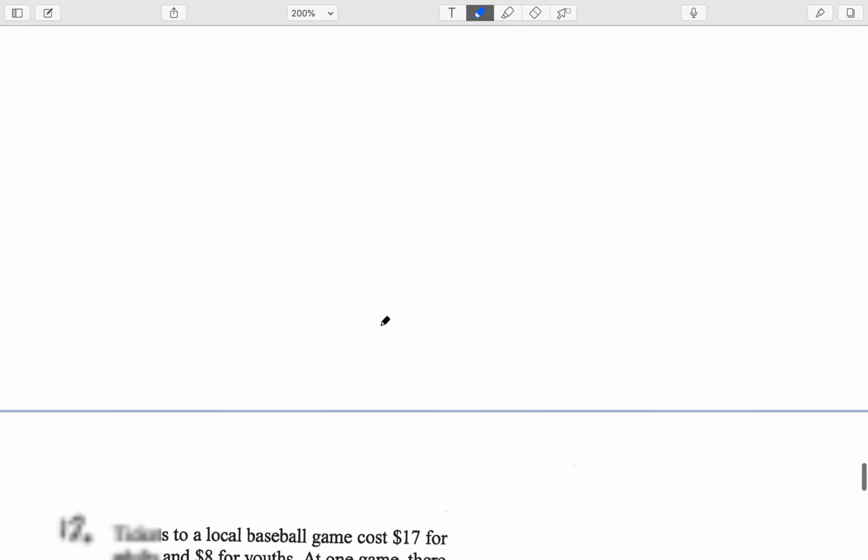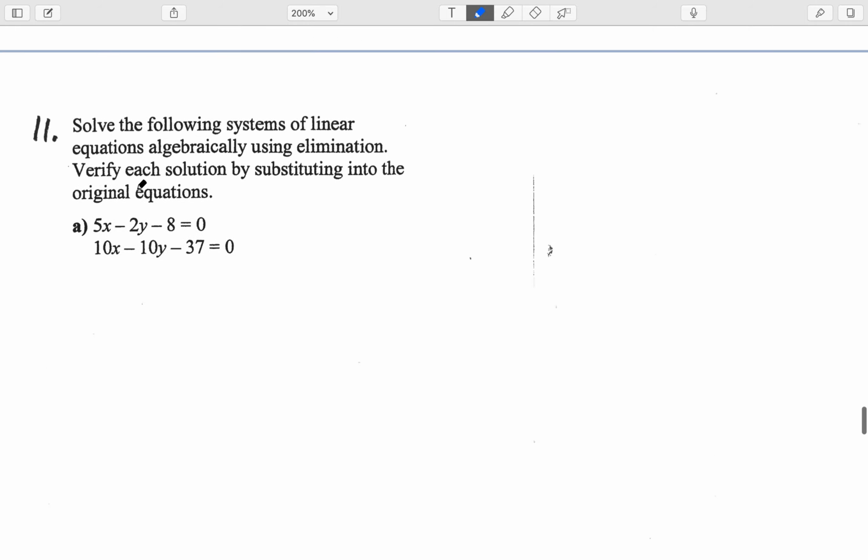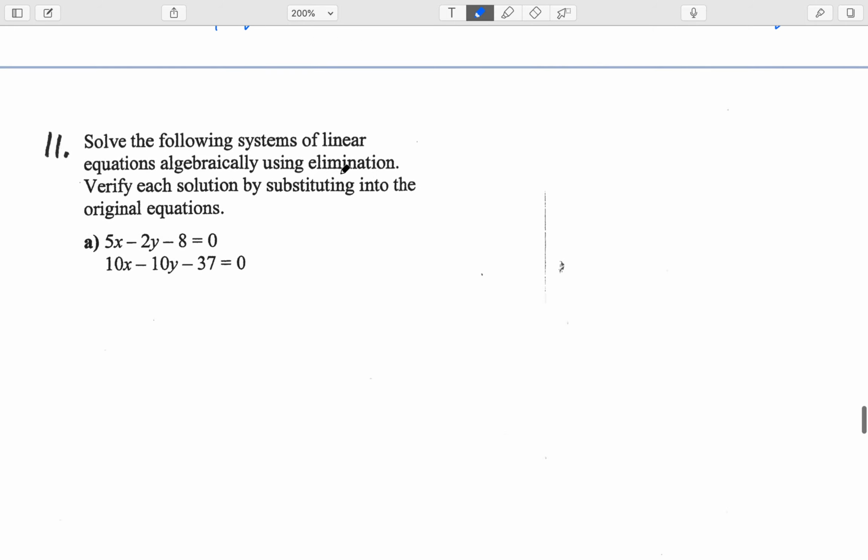Okay, let's get down to the last ones here. Solve the following systems using elimination. So this is where you put one on top of the other and you add and subtract. X's are lined up, Y's are lined up, numbers are lined up, equal signs are lined up, and the right-hand side is just 0. So sure, this will work.